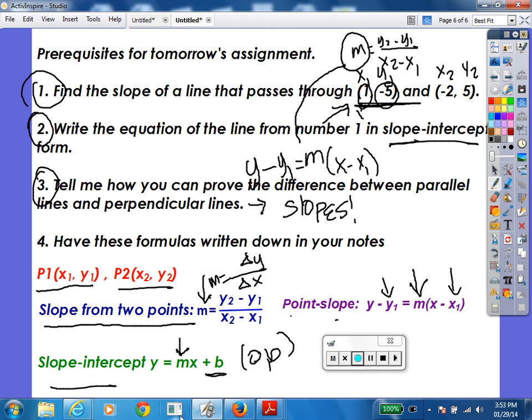This makes life easy. Okay, so make sure you know you can answer all of these questions so you can do tomorrow's assignment.